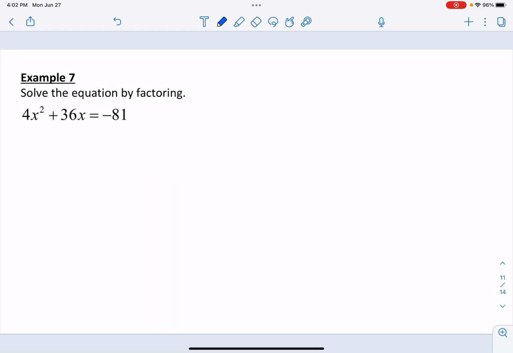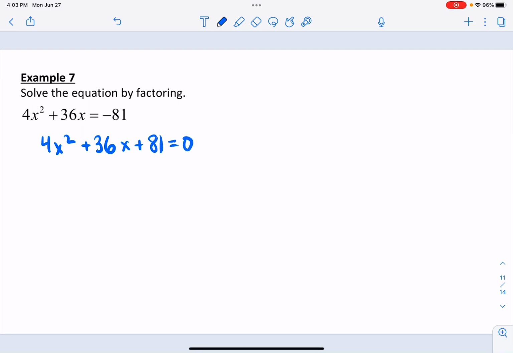Okay, solve this equation by factoring. So remember, you want to get one side to be 0. And you always want your squared term to be positive.